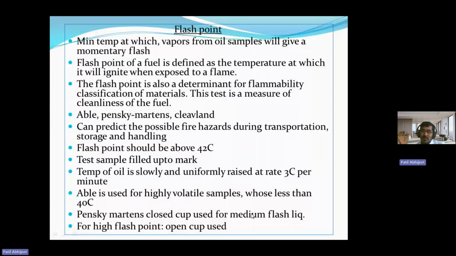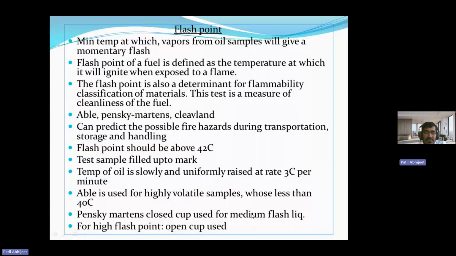And here, this Pensky Martin apparatus can be used for medium flash liquids. Next, the open cup was used. The open cup was used for high flash points. For getting higher flash points above 50 or 60 degrees Celsius, we are going to use the open cup. So this was regarding the flash point apparatus that we have.